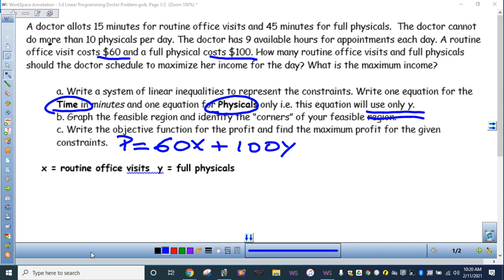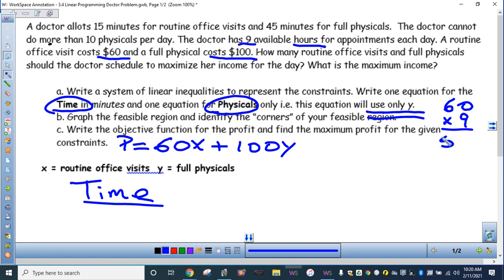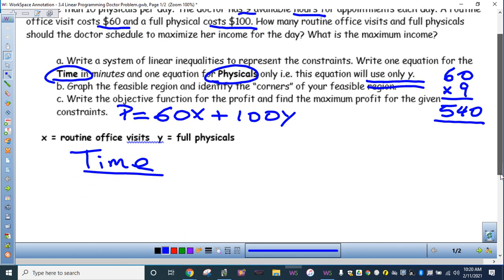And then our equation for time. So we got issues with time because part of the problem talks about minutes, part of the problem talks about hours. So we have to take this 9 hours right here and translate it into minutes. So if we do 60 times 9, it's 540 minutes. And then we can write our time equation. So 15x from right here plus 45y less than or equal to 540.